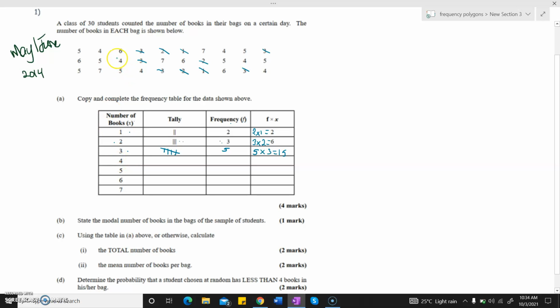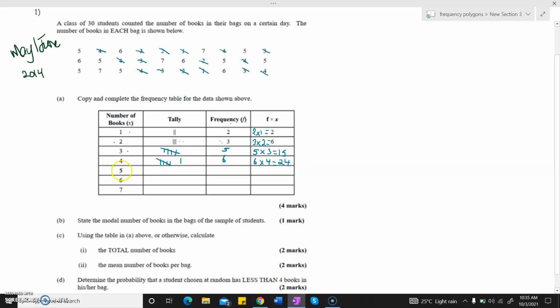Now let's go with 4. We have 4 appearing 1, 2, 3, 4, 5, and 6 times, right? So now we put in the 6 here, and now we're doing the tally. 1, 2, 3, 4, 5, and then the extra stroke for 6. And now the f times x column, that'll be, the f is 6 times the x, which is 4. And then we will get 24.